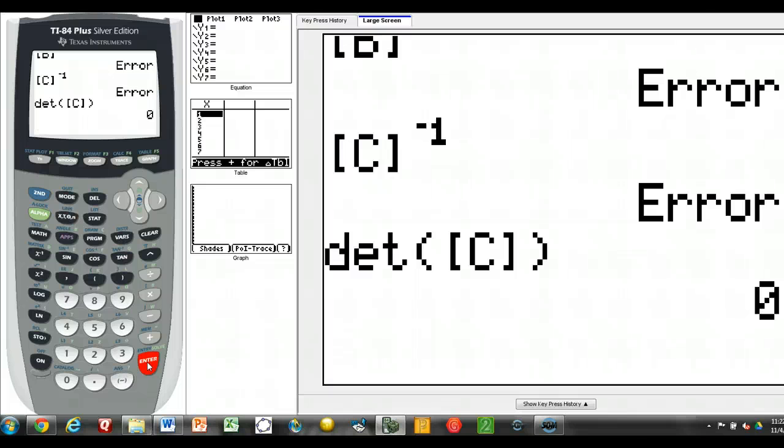Alright, so in our next video, what we're going to discuss is how we can use matrices to solve systems of equations.